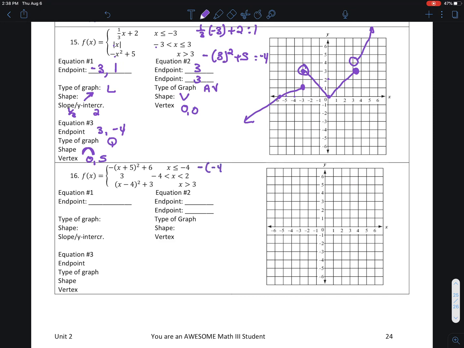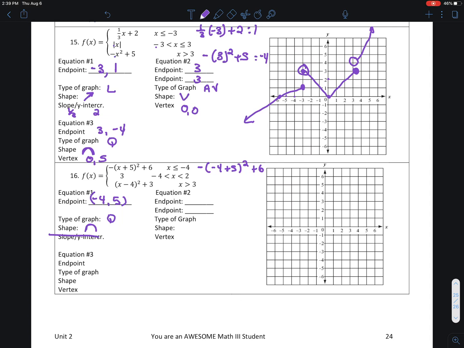Okay? So if we start with our endpoint, we put in -4, we get -4 plus 5 squared plus 6. -4 plus 5 is 1. 1 squared is 1 times -1, which would be -1 plus 6 is 5. So we have -4, 5 as our endpoint. The type of graph is quadratic. The shape is a parabola, and it's going to be an upside down parabola.